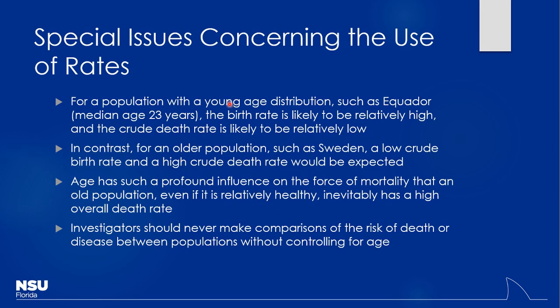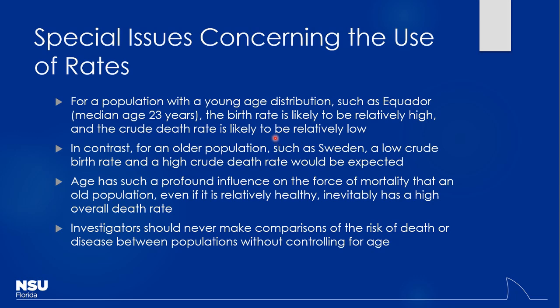So for a population, when you're looking at the young age distribution, such as Ecuador, their median age is 23 years, right? Kind of similar to you guys. The birth rate also is going to be what? If you got a bunch of 23-year-olds running around, they might be more likely to have a bunch of kids than say if that median age is older, right? Just how it happens. And so that also affects their crude death rate, makes that lower as well.